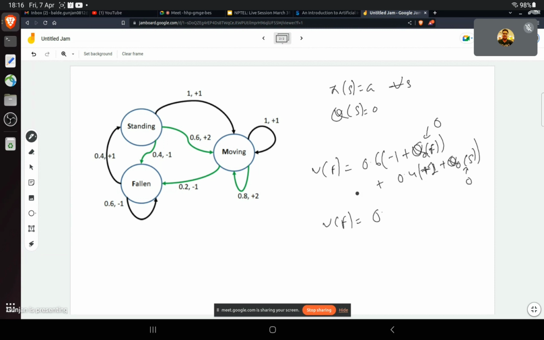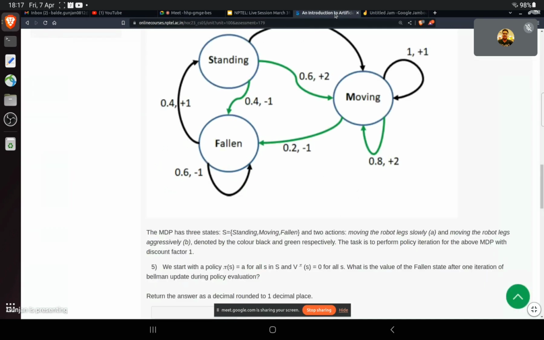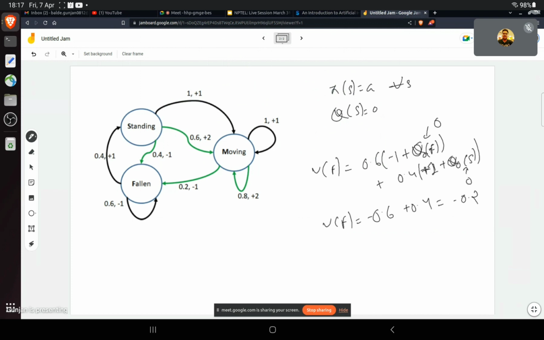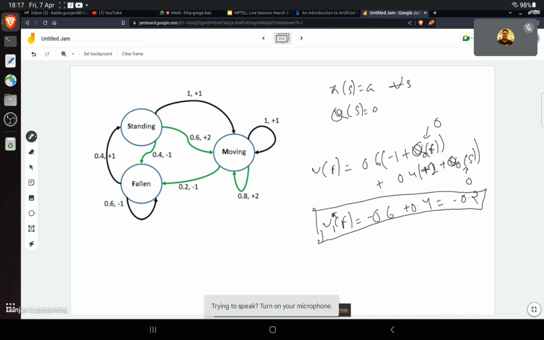So it will be 0.6 minus 0.6 plus 0.4. So this will be minus 0.2, and that is what you have. Note that in the fallen state, you can only take one action, and that is action A, right? So after the policy update also, since this is the only action that you have, this will be the optimal value for this state, right?